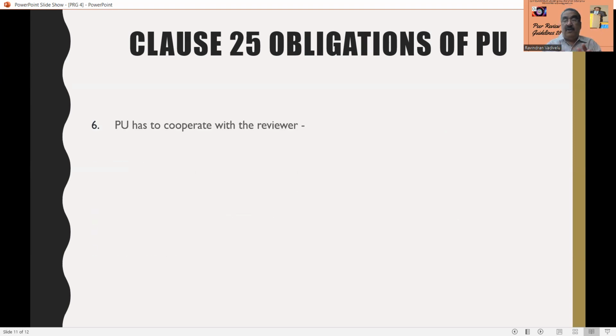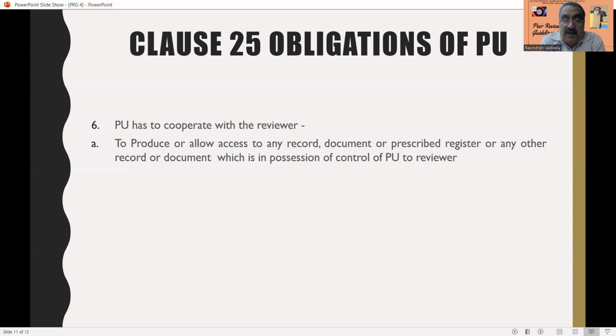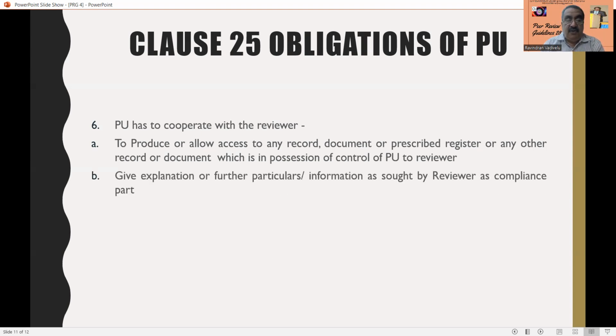Then the practice unit has to cooperate with the reviewer, that is, to produce or allow access to any record, document, or prescribed register, or any other record or document which is in possession or control of the practice unit to a reviewer. Then the practice unit has to give explanation or further details or information as sought by the reviewer as compliance part. Then provide assistance to the reviewer in connection with the peer review.